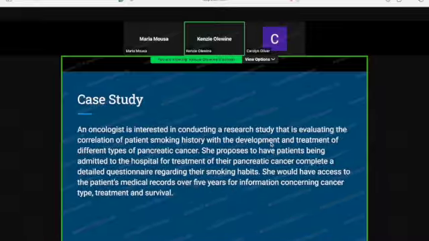The case study that we did regards an oncologist who was interested in conducting a research study evaluating the correlation of patient smoking history with the development and treatment of different types of pancreatic cancer. She proposes to have patients be admitted to the hospital for treatment of their pancreatic cancer, complete a detailed questionnaire regarding their smoking habits, and she would have access to the patients' medical records over 5 years for information concerning cancer type, treatment, and survival.